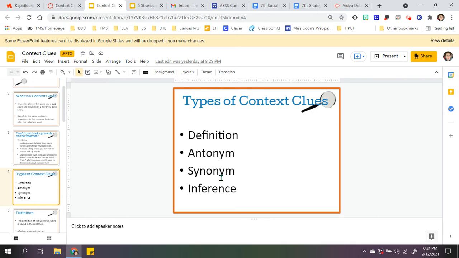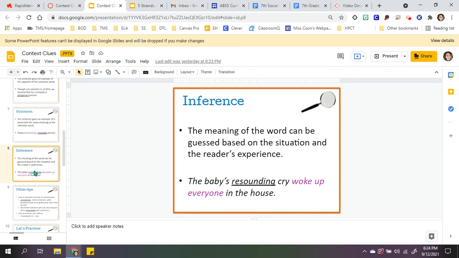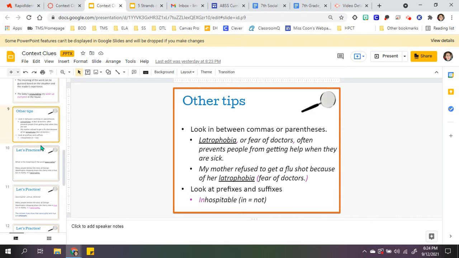An antonym, it gives you an opposite word. A synonym, it gives you another similar word. Or an inference, based on the information that's around the sentence. This is what you think it means. It's your educated guess. So we're going to talk about each one. You can go through here and read this on your own. Other tips, it says look between commas or parentheses. A lot of times there's a comma. So this latrophobia, or fear of doctors. So that's what that means because there's a comma there. Or this one is in parentheses.